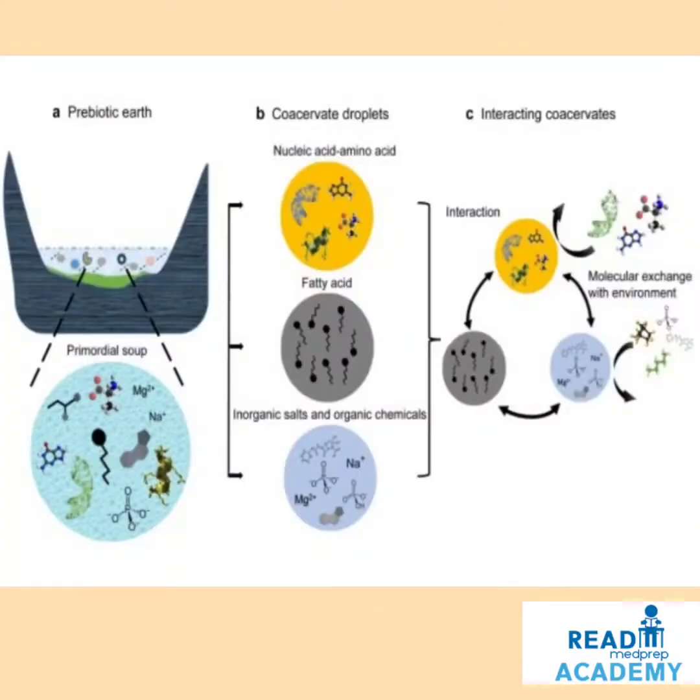Here in this image you can see that the ocean is considered a primordial soup in the prebiotic earth, and the primordial soup contained a lot of inorganic substances. The coacervate droplets were formed by the assimilation of nucleic acid and amino acid as well as fatty acids, and inorganic and organic chemicals got accumulated inside a cell membrane. The interacting coacervates interact with the surrounding environment. They exchange substances from within to outside and from outside to within.